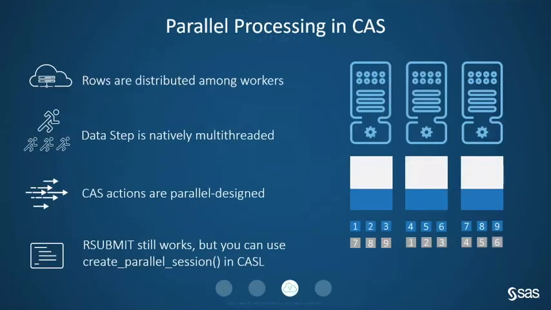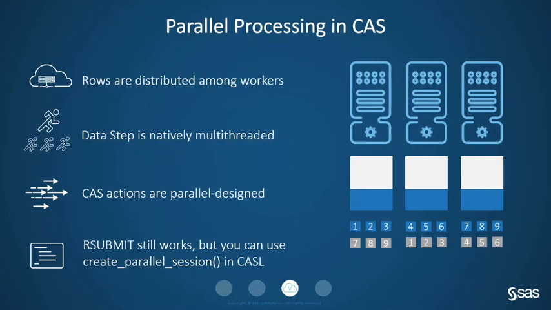In Viya, everything is done in something called CAS, or Cloud Analytics Services. By default, all of your rows are distributed among workers if you have multiple workers. If you don't, it'll all still be on one system. However, your data step is natively multi-threaded. You don't need to change anything in what you do with your normal data step, except make sure that your data is in CAS. If your data is loaded in a CAS library, your data step will automatically take advantage of as many threads as possible to process it in the exact same way that we did previously.